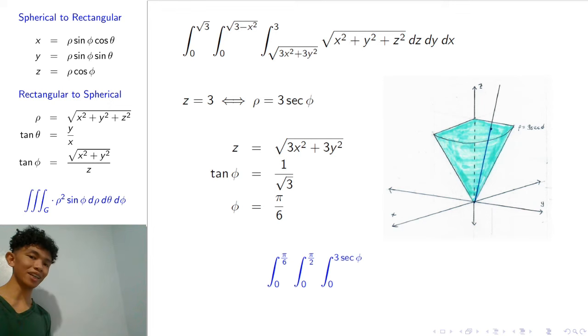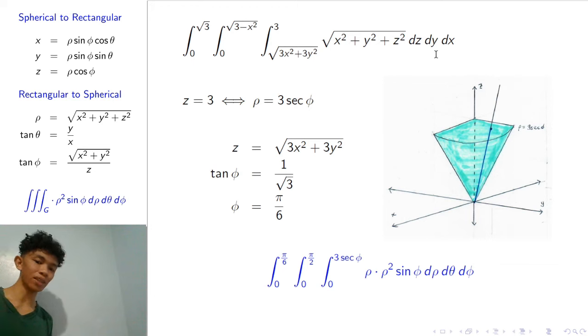And then finally, for the integrand, the square root of x squared plus y squared plus z squared is just rho, as we all know. So again, we have rho here, and to complete the integral, you get rho squared sine phi d rho d theta d phi.